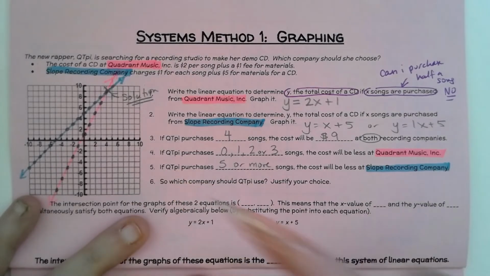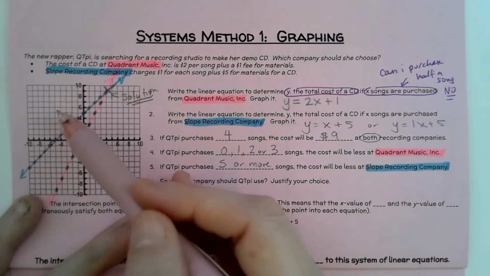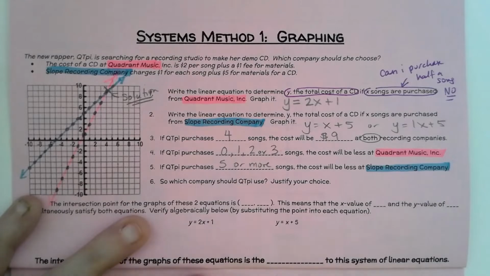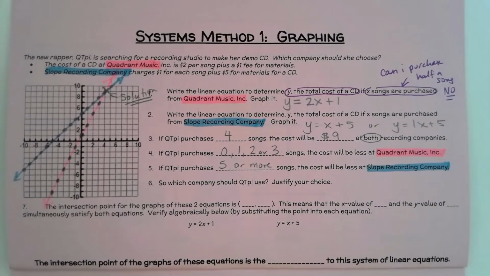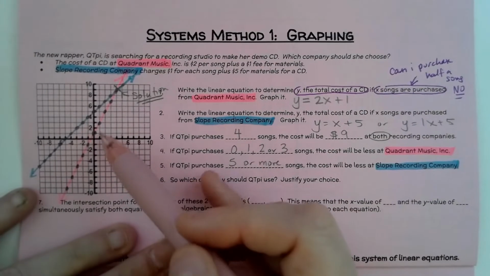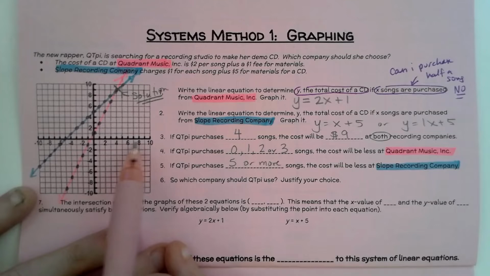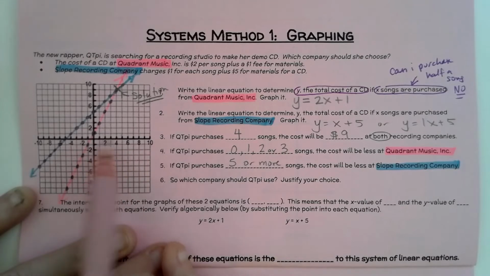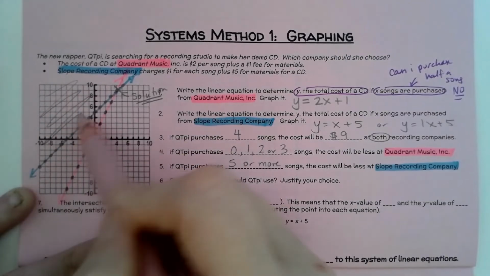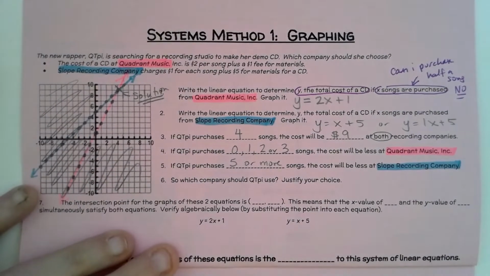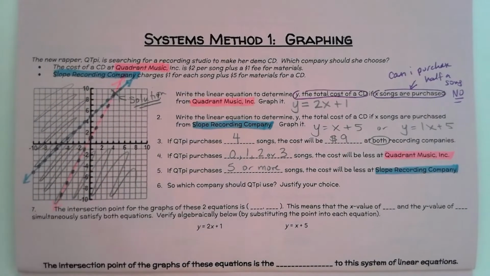Now, real quick, I want to ask you a question. Should I have anything graphed over here? Pause for a second. Yes or no? No, I should not. The reason is that x is the songs purchased. Can she buy negative songs? No. So technically, I shouldn't even have anything graphed over there. I don't love this graph for that reason.